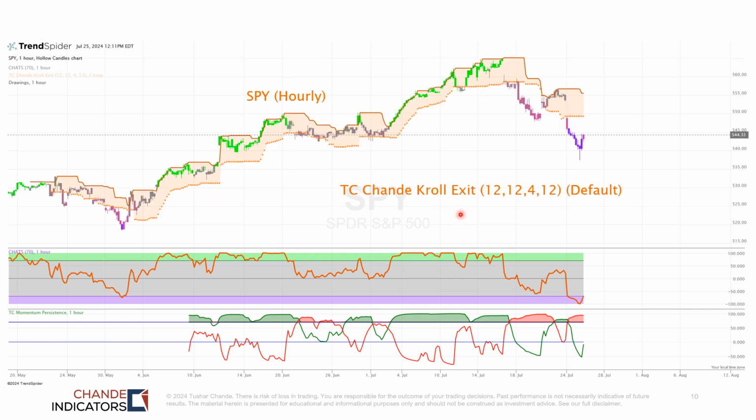Hourly SPY with the Chande Kroll exit. This is the main trend we're talking about. Get stopped out there, possibly long again, stopped out there, avoid the decline. And of course, in this move up here, we would have been perhaps long from there and then exited over there.